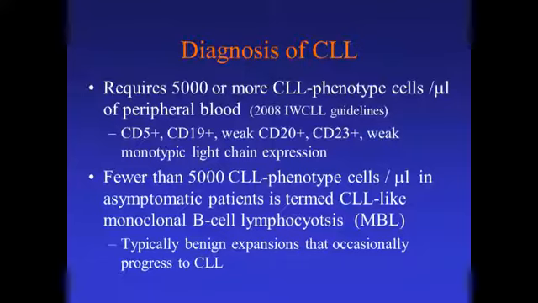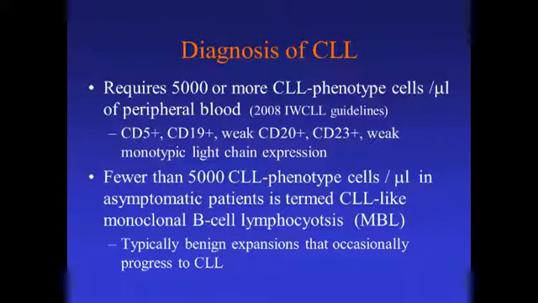Diagnosis of CLL now requires finding 5,000 or more CLL phenotype cells per microliter of peripheral blood. So the CLL phenotype: CLL cells are B cells, so they express CD19 and CD20, which are pan-B cell antigens, but they also express CD5. CD5 is typically on T cells. It's only on a small subpopulation of B cells. In addition to that, they express CD23, and the surface light chain, or immunoglobulin, they express is also somewhat attenuated or described as weak. The cutoff of 5,000 is somewhat arbitrary and potentially could get revised upward.